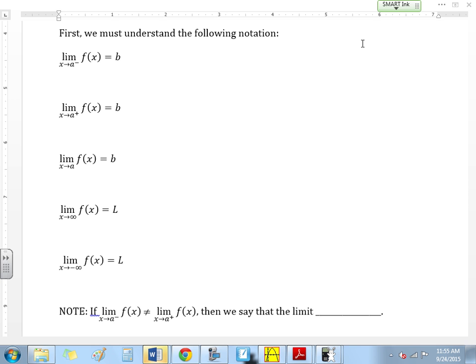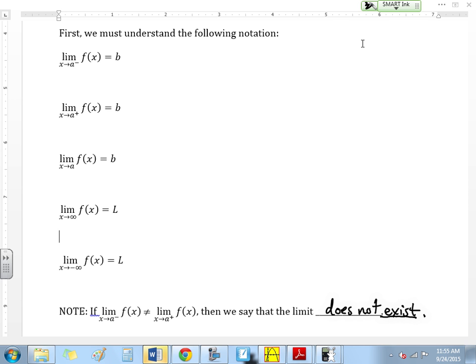If the limit as x approaches a from the left of f of x is not equal to the limit as x approaches a from the right of f of x, then we say that the limit does not exist. Okay? There are other times when we write the limit does not exist. Also, we'll talk about that later. But this is the first does not exist we have in limits world. Okay? Here's what it means.